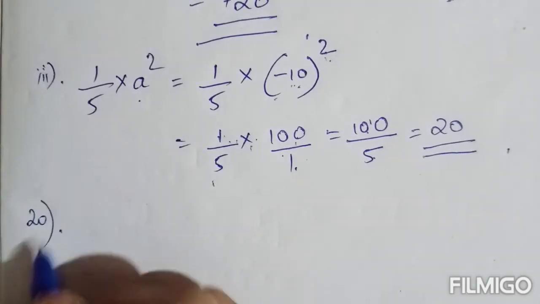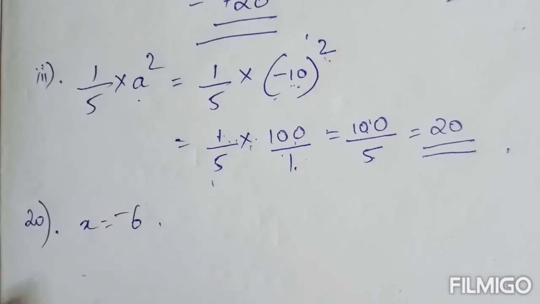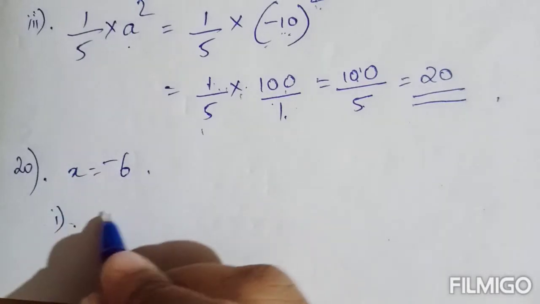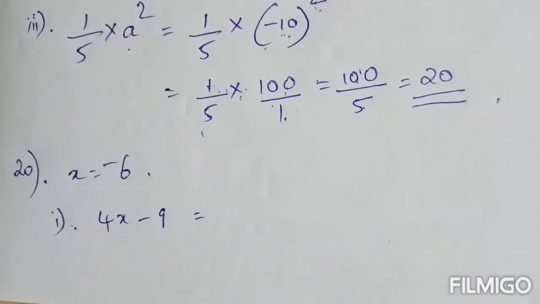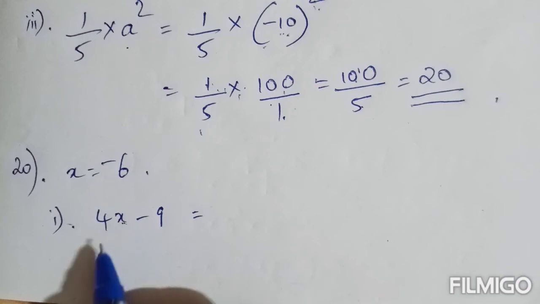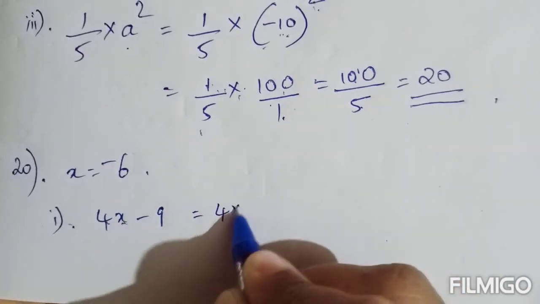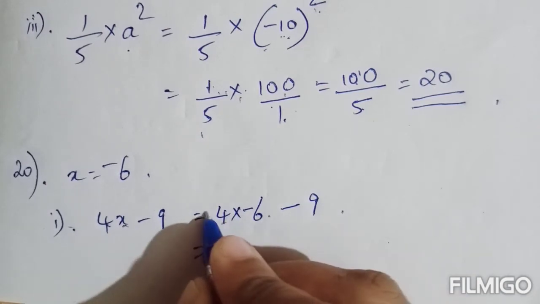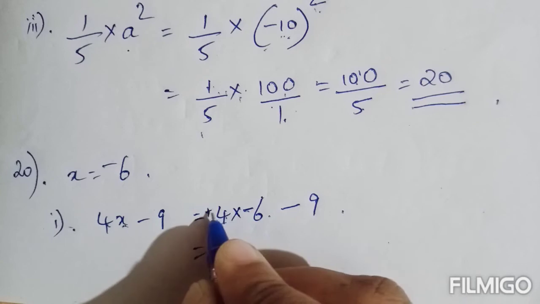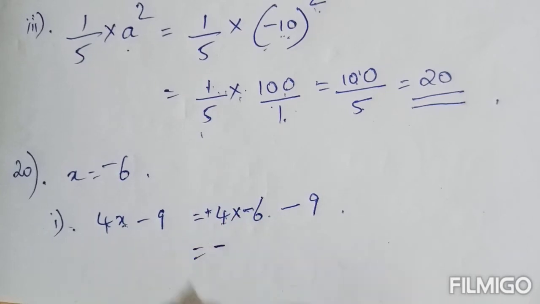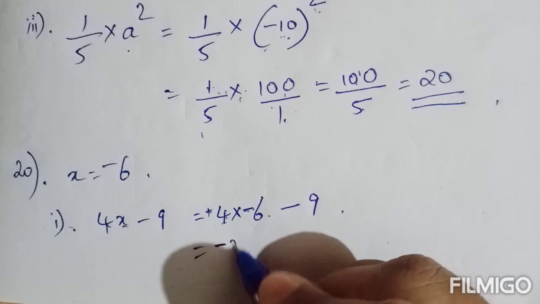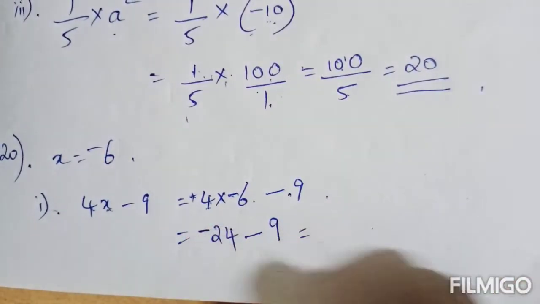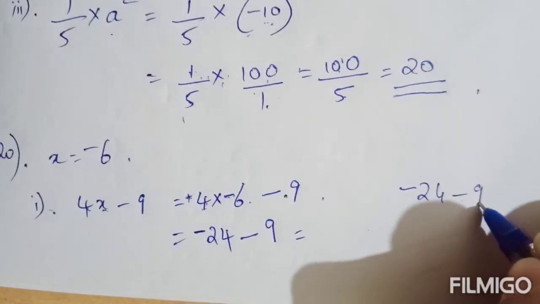20th question. If x equal to minus 6, x value is given minus 6, evaluate first one 4x minus 9. Giving value 4x, what you will get? 4 into minus 6 minus 9. 4 into minus 6, positive into negative, it is negative. 4 into 6, it is 24. So minus 24 minus 9.